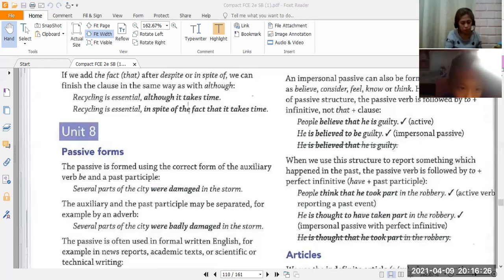Passive voice. Okay, so we have here the passive voice. Let us have here a short review. Then after, we will do the article. Okay, you listen, please.